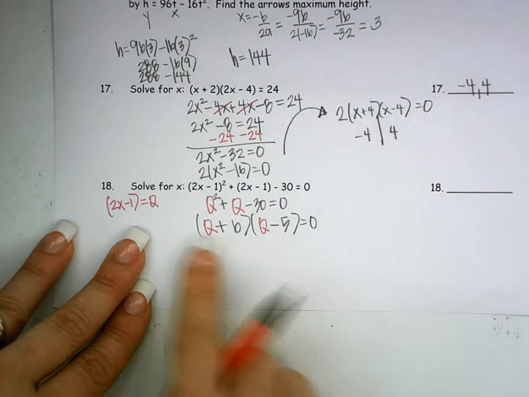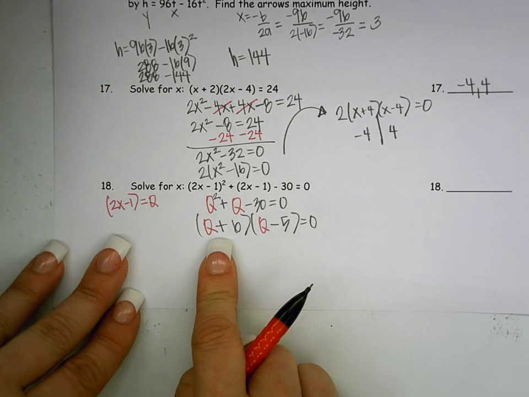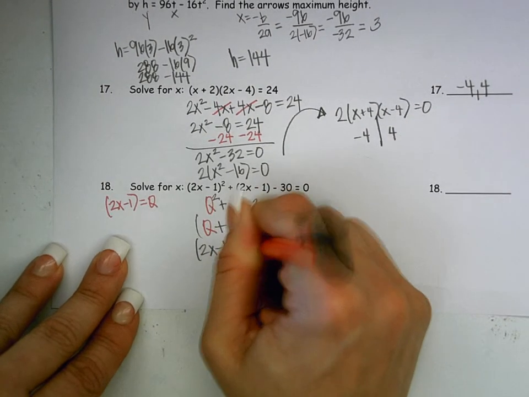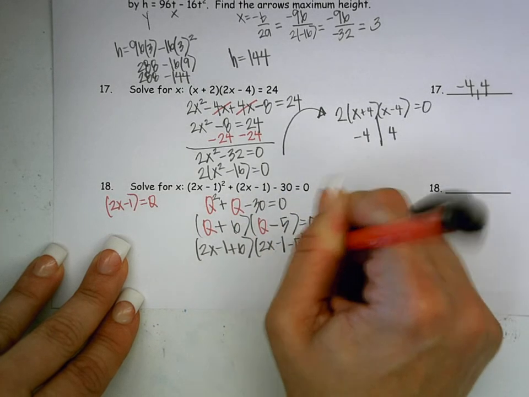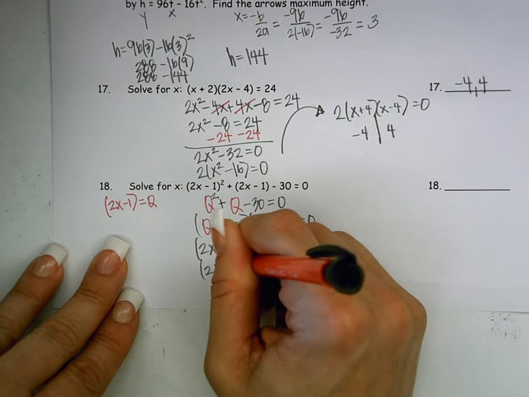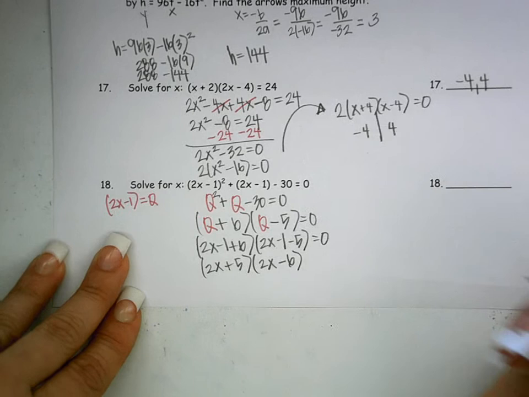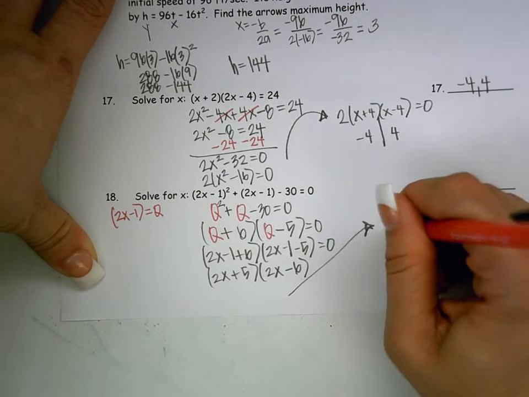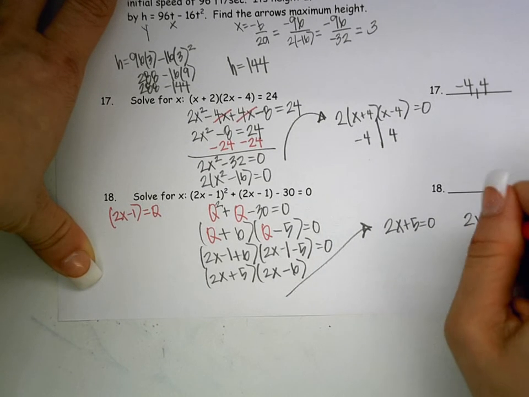Then you don't set these equal to 0 yet. You're going to take or plug back in what you took out. So we're going to have 2x minus 1 plus 6 and 2x minus 1 minus 5 equals 0. If you simplify these, we get 2x plus 5 and 2x minus 6. Set each part equal to 0. So 2x plus 5 equals 0. And 2x minus 6 equals 0.